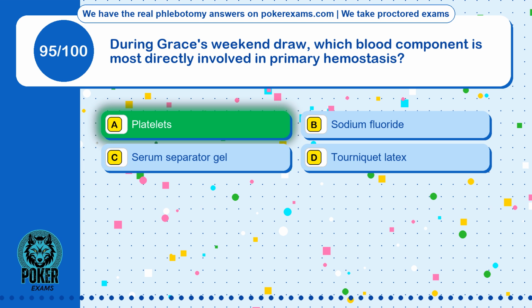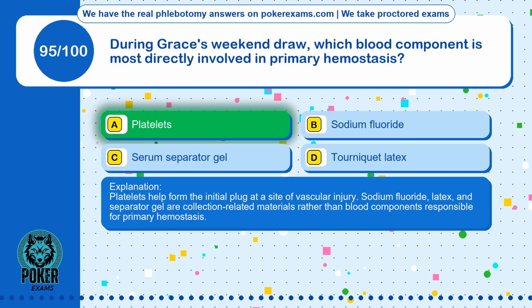Platelets. Platelets help form the initial plug at a site of vascular injury. Sodium fluoride, latex, and separator gel are collection-related materials rather than blood components responsible for primary hemostasis.